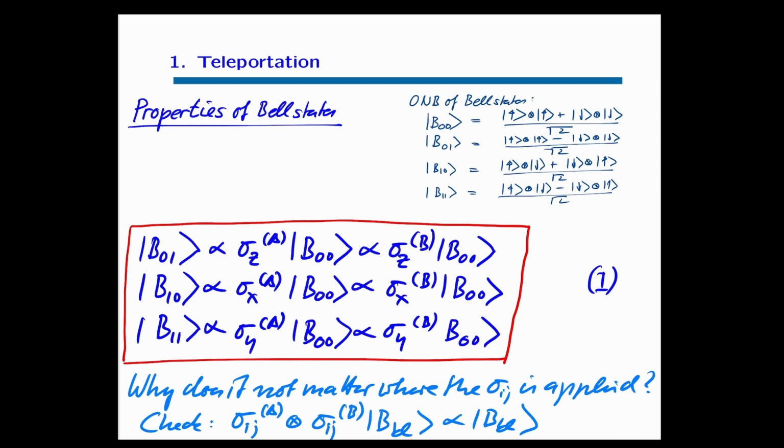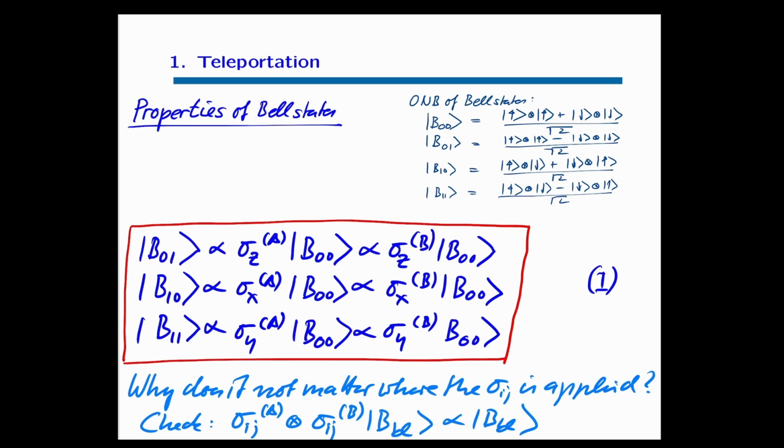So we can consider B00 as our reference state, and then we can obtain all the other three Bell states by applying Pauli operators. Yeah? And furthermore, we can choose to apply these Pauli operators on either side. It doesn't matter where we apply them. And this will also be of relevance.